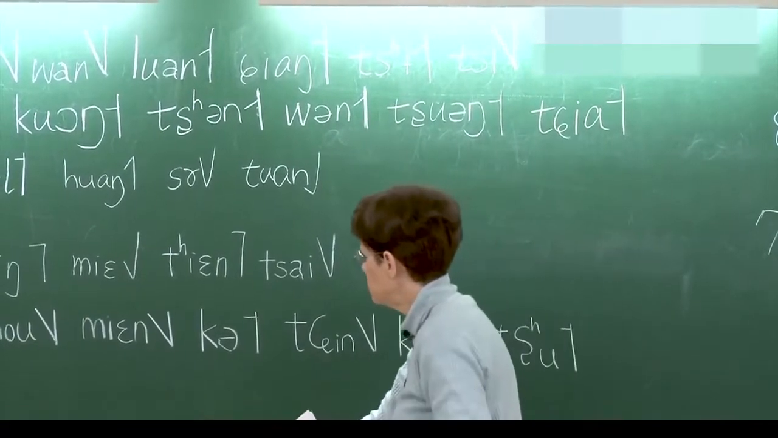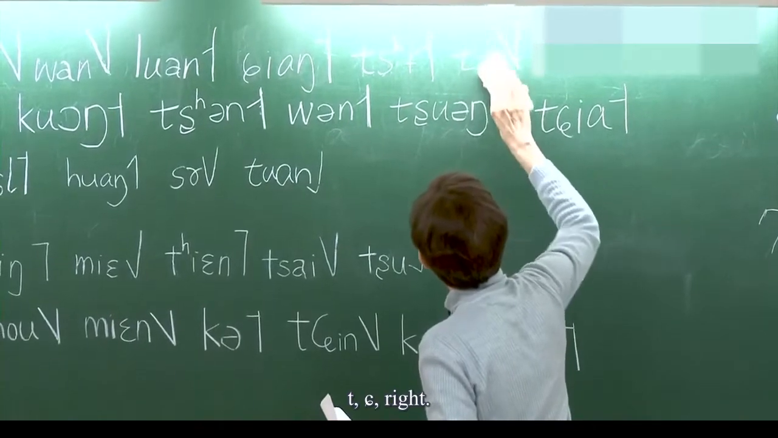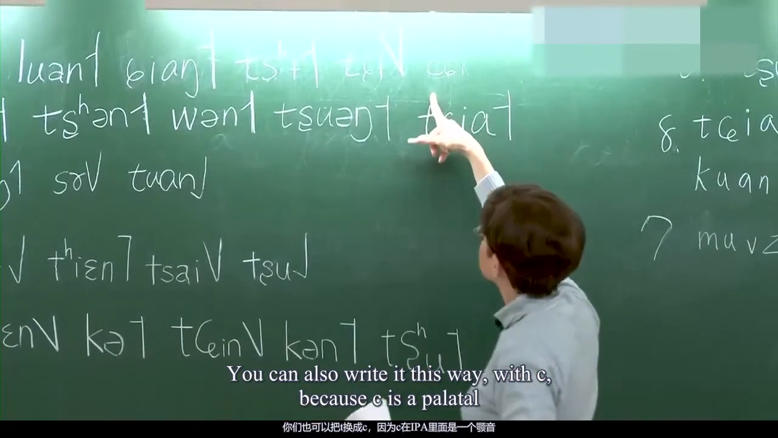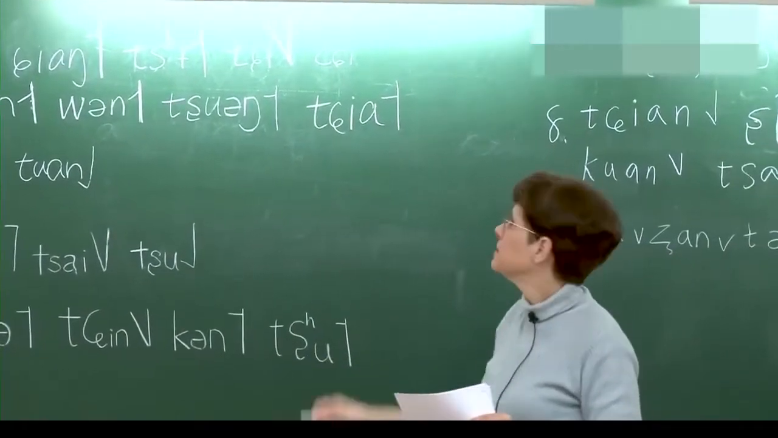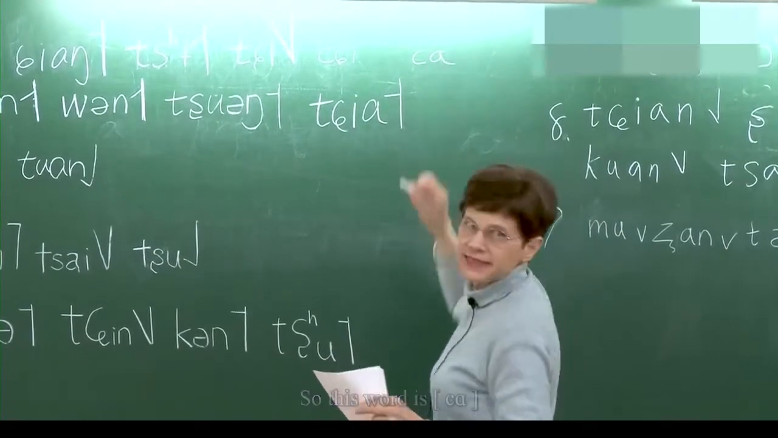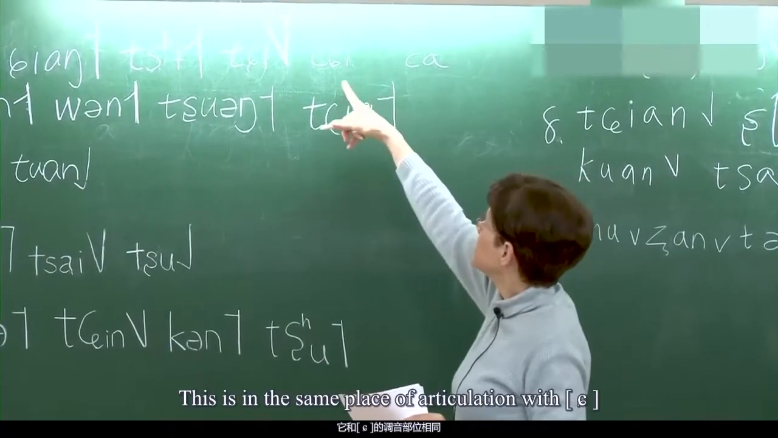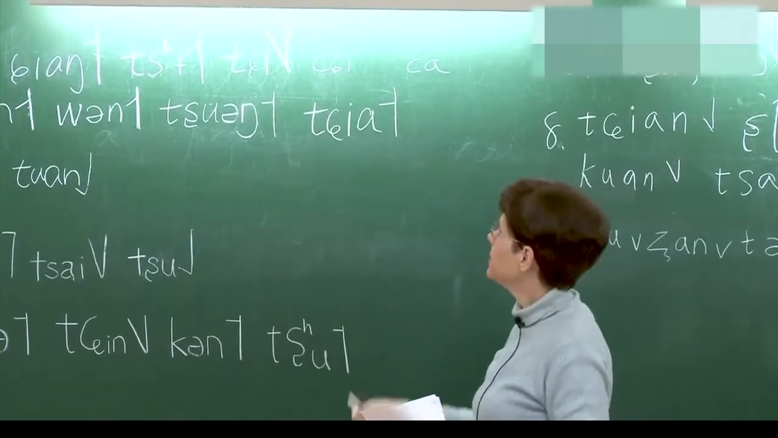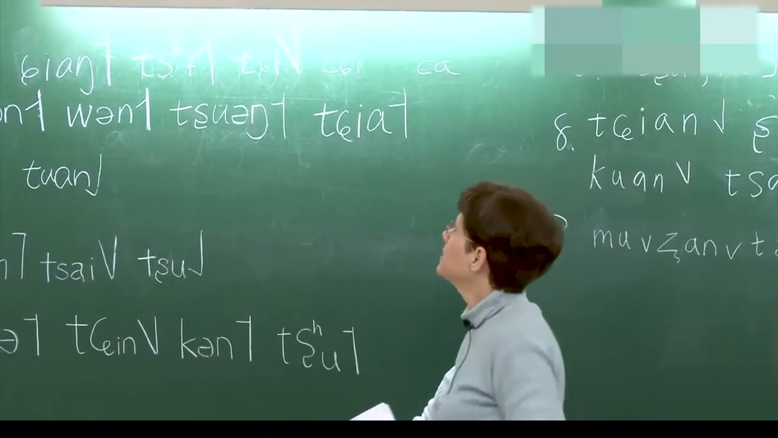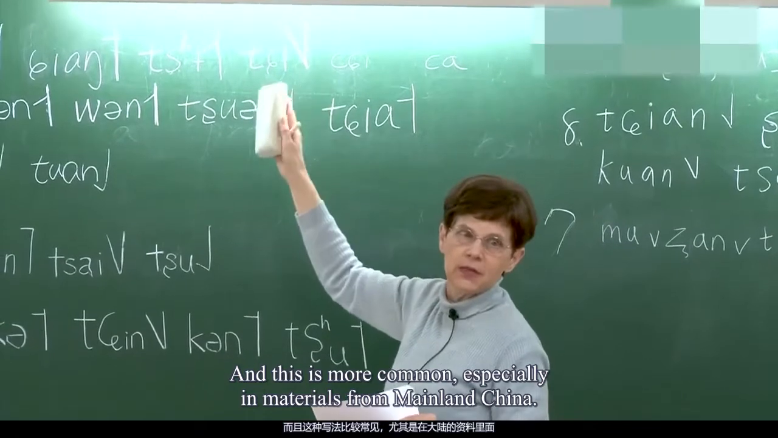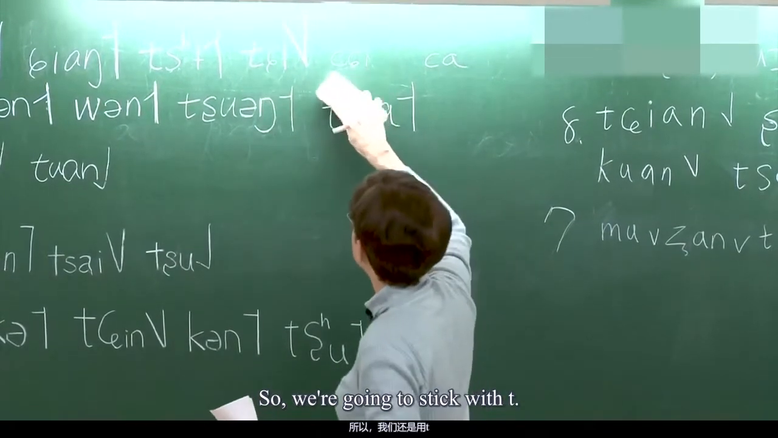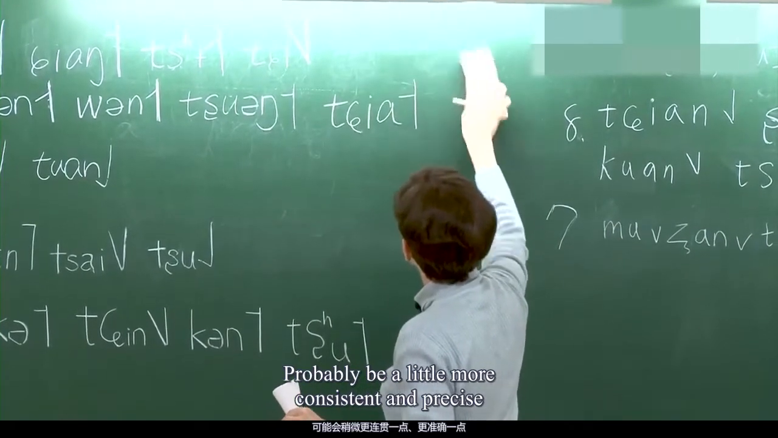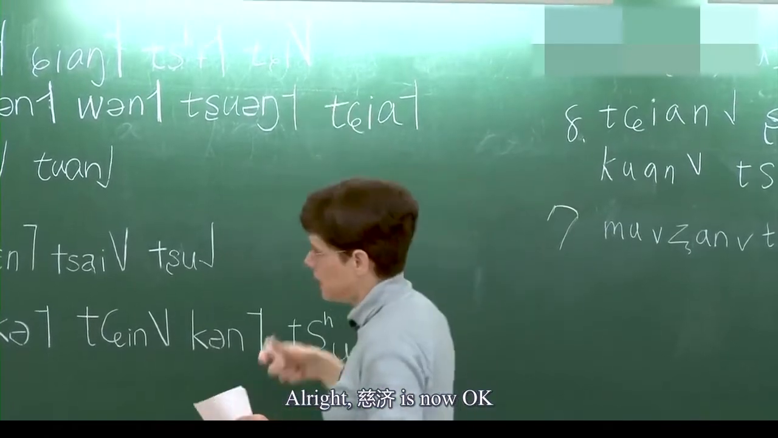And ji, is it going to be with TS? No, it's going to be with TC. Right, TC. You can also write it this way with C, because C is a palatal. So this word is ji. This is in the same place of articulation as she. So actually this is probably a little better. But like I said, this is a system full of compromises. And this is more common, especially in materials from mainland China. You will see this. So we're going to stick with T. Just keep in mind we could write a C there. Probably be a little more consistent and precise. All right, ji is now okay.